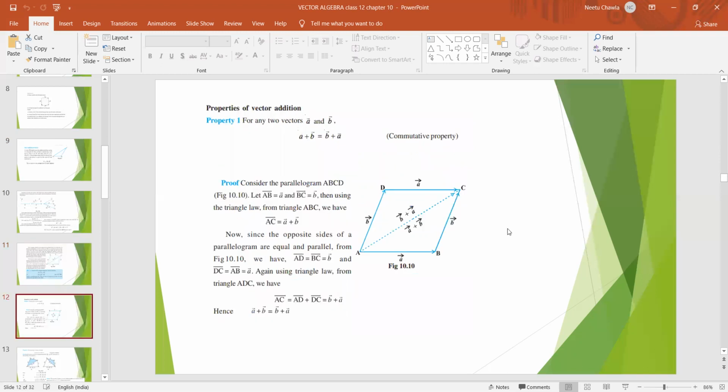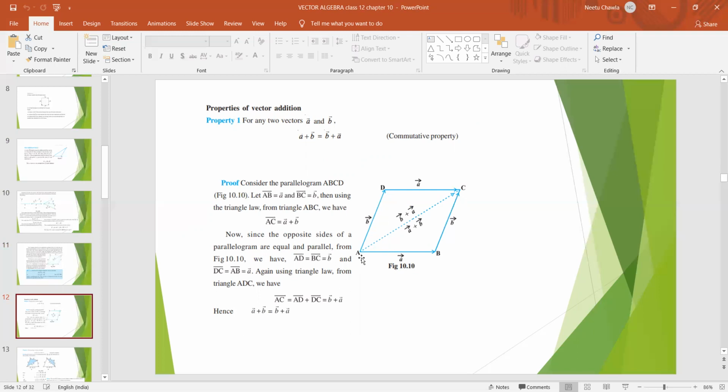Now let's see a few properties of vector addition. This is your commutative property, which you have already been studying for so many classes. From class 6th, I think you have been studying the commutative property, but that was first with numbers, then with variables, and now it is with vectors. A vector plus B vector will be equal to B vector plus A vector.